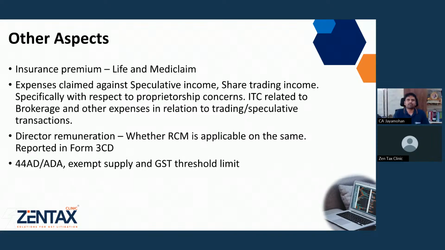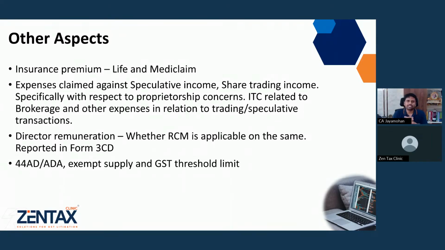And also the expenses claimed against the speculative income. I told you about Rule 45, the explanation to Rule 45. Speculative income is generally regarding the sale of shares and securities. So the transaction value will be huge. The profit might be only 5 lakhs, but the transaction value might be 10 crores. That is the size of the transaction.